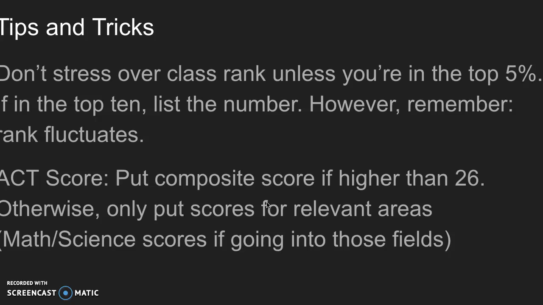ACT score, if you're going to put your composite score on there, do so if it's higher than a 26. Otherwise, put the scores for relevant areas, and if you're unsure which ones are relevant, I would say put the highest scores that you have. So if your English score is high, if your math or science score is high, then go with that.